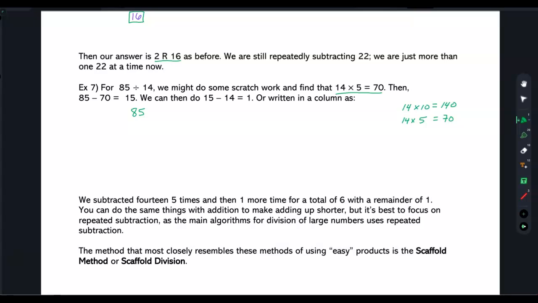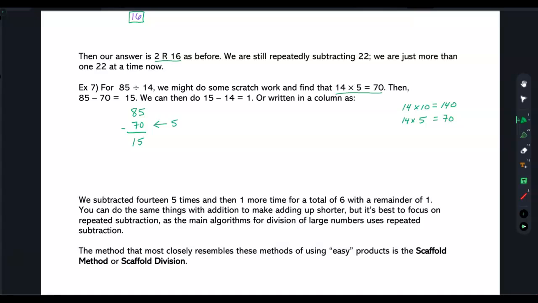I don't need to subtract 14 and then 14 again and then 14 again. I could just do this a little faster and say, okay, let me just subtract 70 from this. And really what I'm doing when I do that is I'm subtracting 14 5 times. So then 85 minus 70 would be 15. And I just happen to use 14 times 5. You could use anything you like.